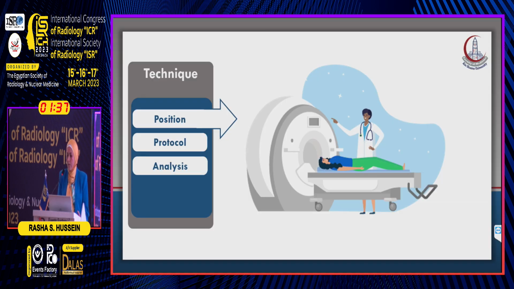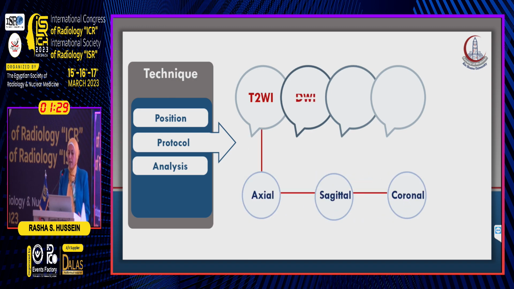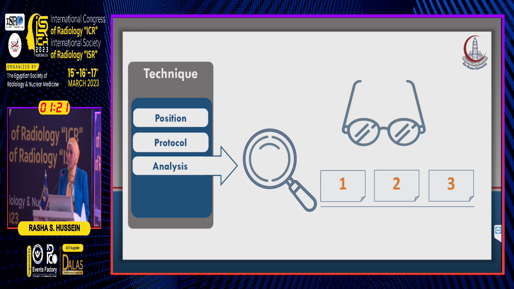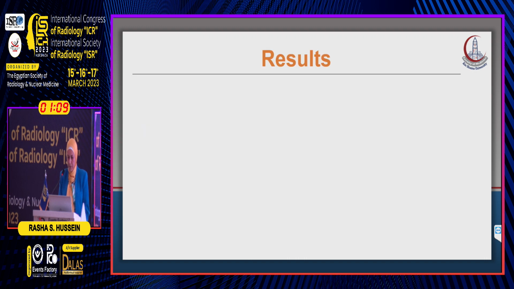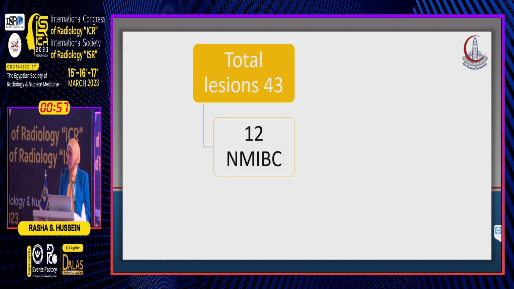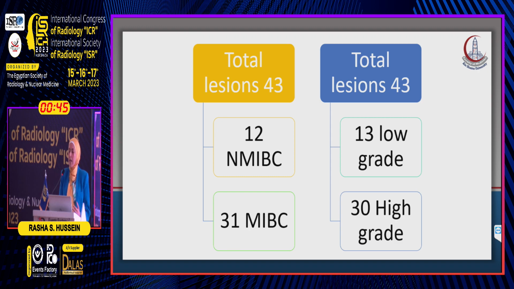The exam was performed on 1.5T MRI in a supine position, and we performed a protocol including T2 weighted image in the 3 orthogonal planes, and diffusion, T1, and the DCE. Then we observed the findings by 3 different readers with different experience in imaging of bladder cancer: a non-experienced radiologist, a resident with us, and 2 experienced radiologists with 5 and 15 years of experience. Our results included 31 male patients and 7 female patients, with most of the tumors located in the lateral wall. The total lesions were 43, with 12 non-muscle invasive and 31 muscle invasive bladder cancer. Some of them are low-grade tumors and others are high-grade tumors. In spite of being non-muscle invasive, we can still have G2 or G3 tumors.